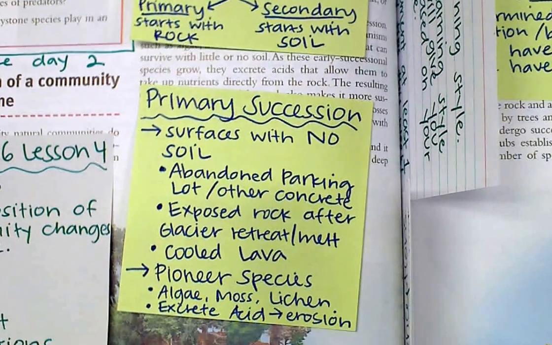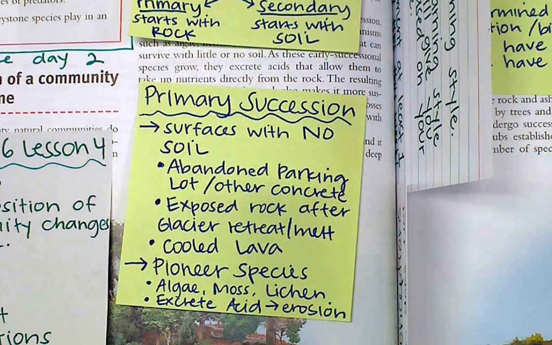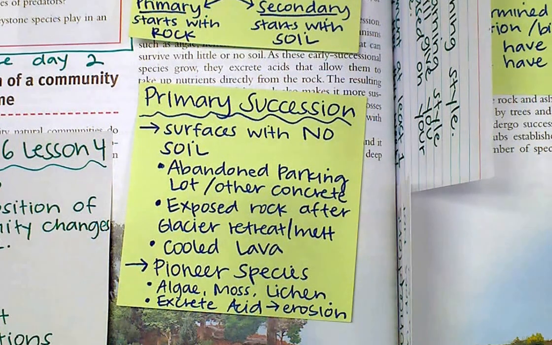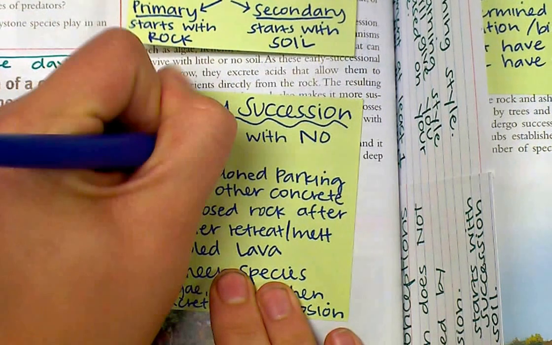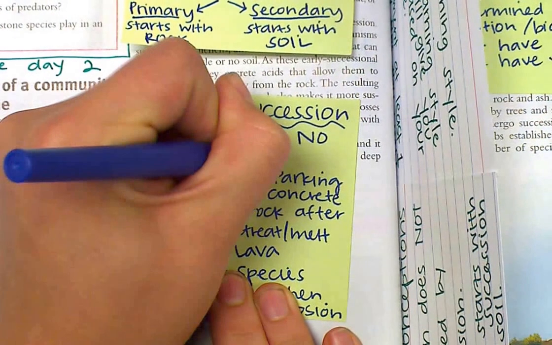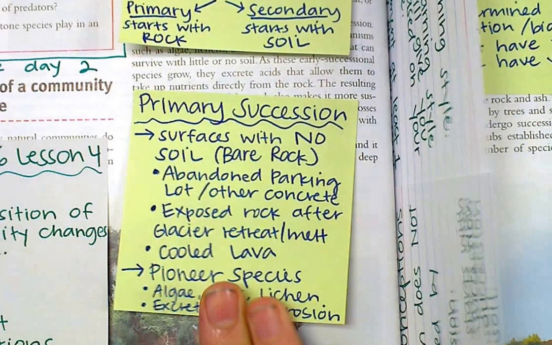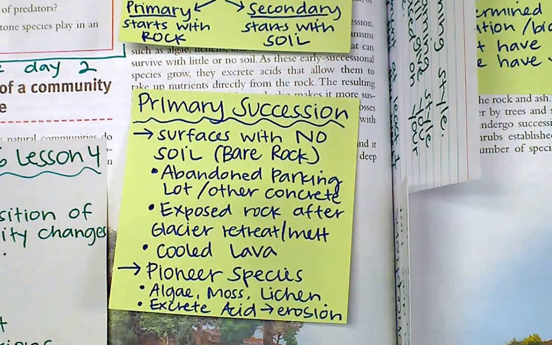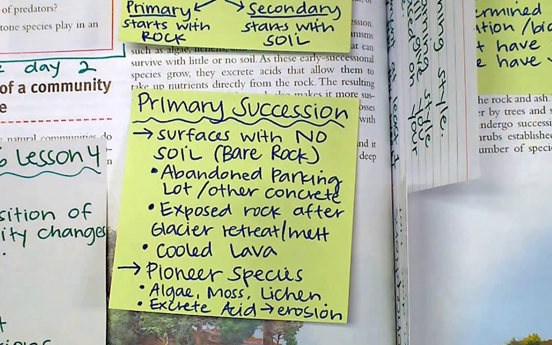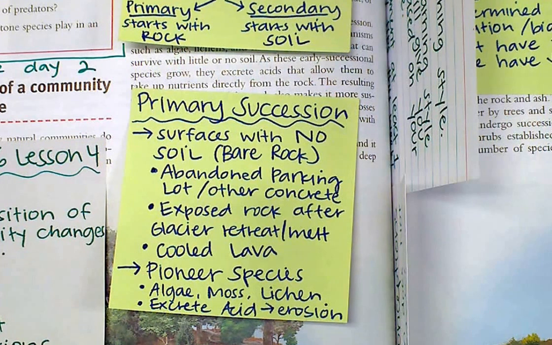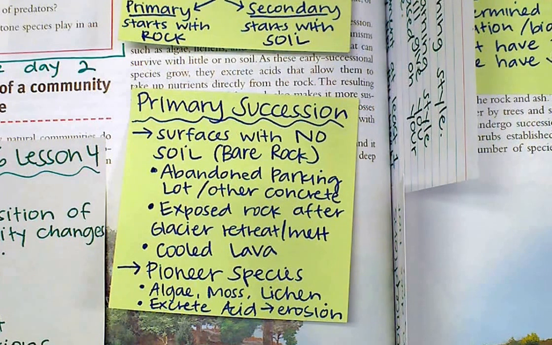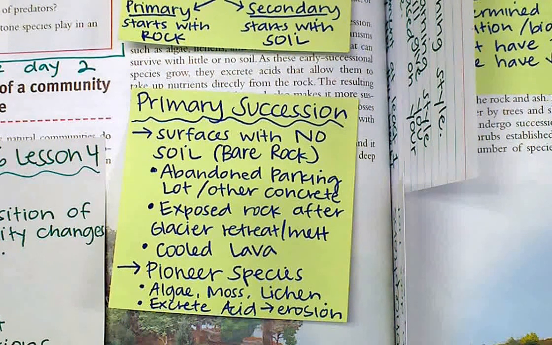Primary succession starts off on surfaces with no soil, just bare rock. So I'm going to add that here: bare rock. So no soil. Some examples of places where primary succession might begin are abandoned parking lots or other abandoned concrete areas of the city, exposed rock after a glacier retreats or melts, and cooled lava like we talked about today in class.